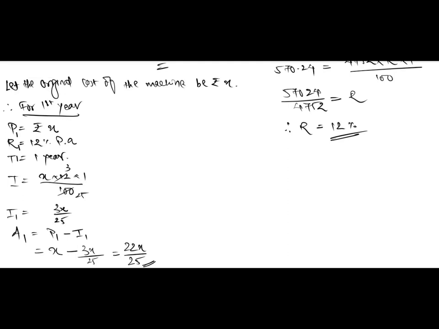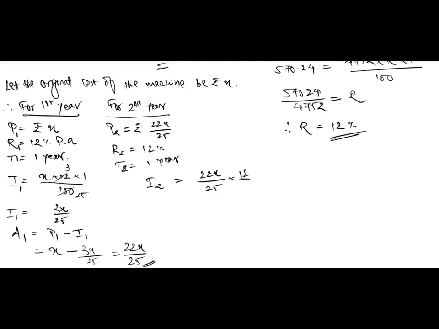For the second year, the principal for the second year will be rupees 22x upon 25. The rate for the second year will be 12% and the time will be 1 year. Again, we'll find the interest I2. This was I1. 22x upon 25 into 12 upon 100 into 1.